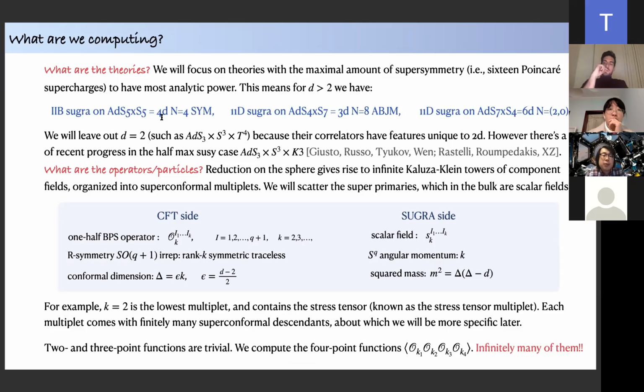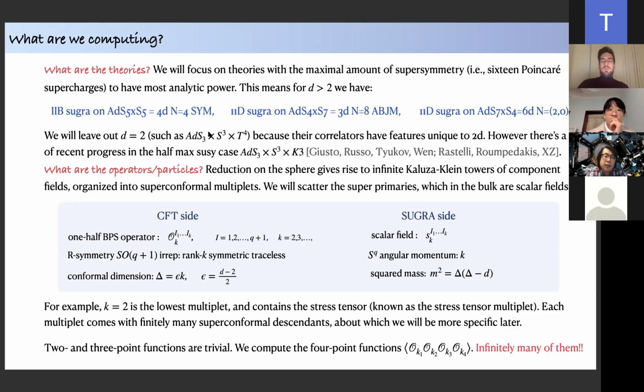So let's first start with the question of what kind of theories we are looking at. So in this talk, I'm going to focus on theories with the maximum amount of supersymmetry. So that is, we have 16 Poincare supercharges. And I require this so that we have the maximal amount of analytic power. So this means that if we look at d greater than 2, then we are left with 3 options.